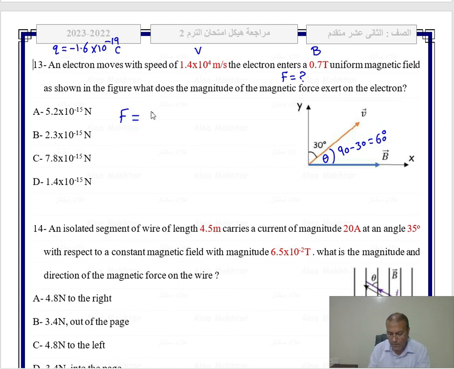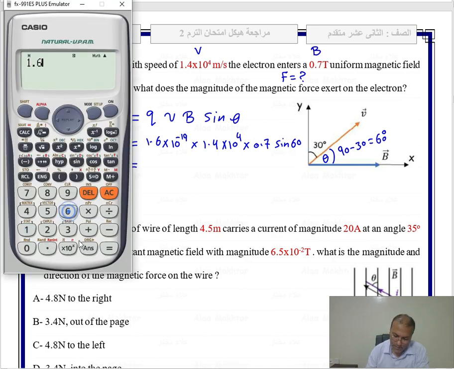F equals qVB sine theta, the angle between V and B. Q is 1.6 times 10 to the negative 19, V is 1.4 times 10 to the power 4, B is 0.7, sine 60 degrees. 1.6 times 10 to the negative 19 times 1.4 times 10 to the power 4 times 0.7 sine 60 equals 1.4 times 10 to the negative 50 Newton.